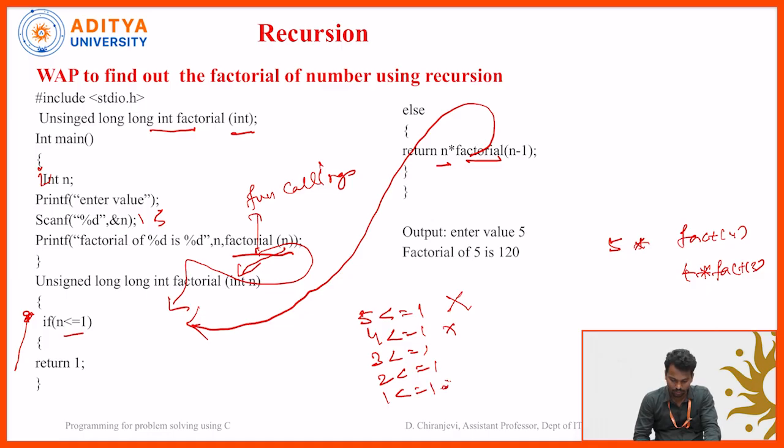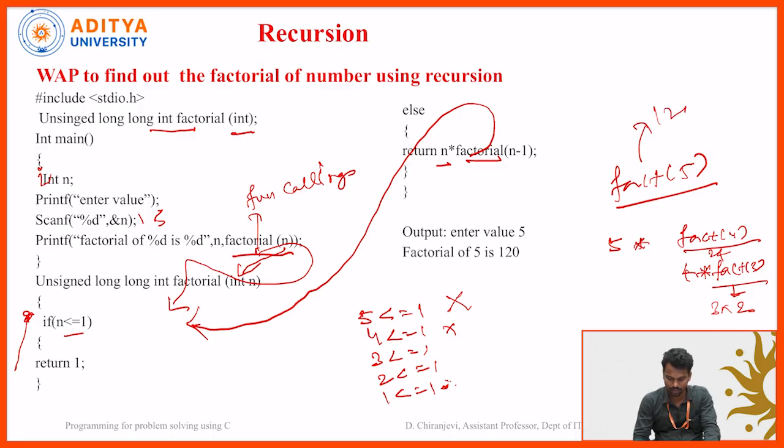Now it will return 1 to whom? To factorial of 2. Factorial of 2 is 2 into 1, which is 2. This 2 it returns to factorial of 3, which gets 3 into 2, so 6. Factorial of 3 returns 6 to factorial of 4, so 6 into 4 is 24. Factorial of 4 receives 24 and returns it to factorial of 5: 5 into 24, so finally you get the value 120. That's why the factorial of 5 is 120.